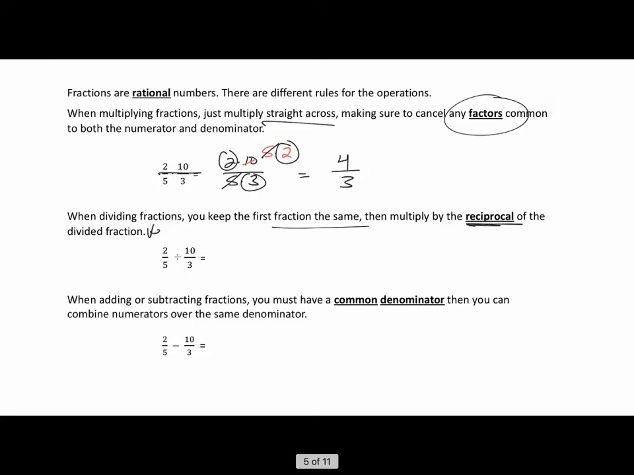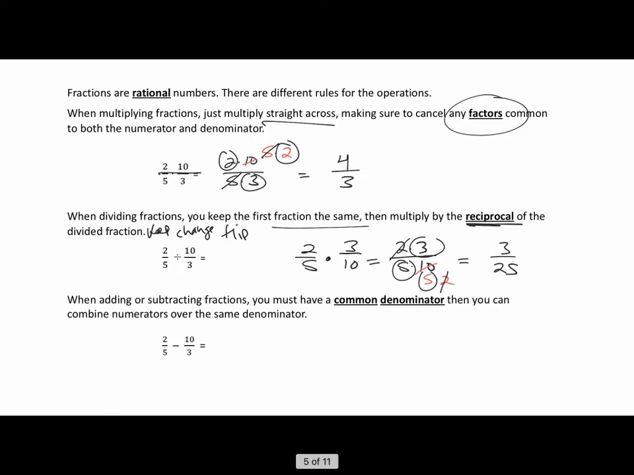And some people like to think of this as keep, change, flip. So you keep the first the same, you change division to multiplication, and then you multiply by the flip or reciprocal of that divided fraction. So now this is just multiplication. I'm going to multiply straight across. And if I have any factors in the numerator that are also in the denominator, I'm going to divide those. So 2 divides out, and that leaves 3 in the numerator, and 5 times 5, which is 25 in the denominator.